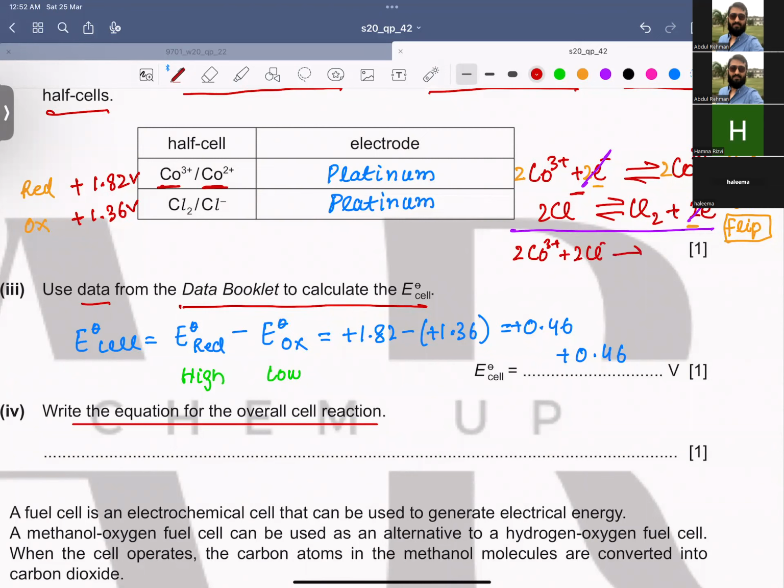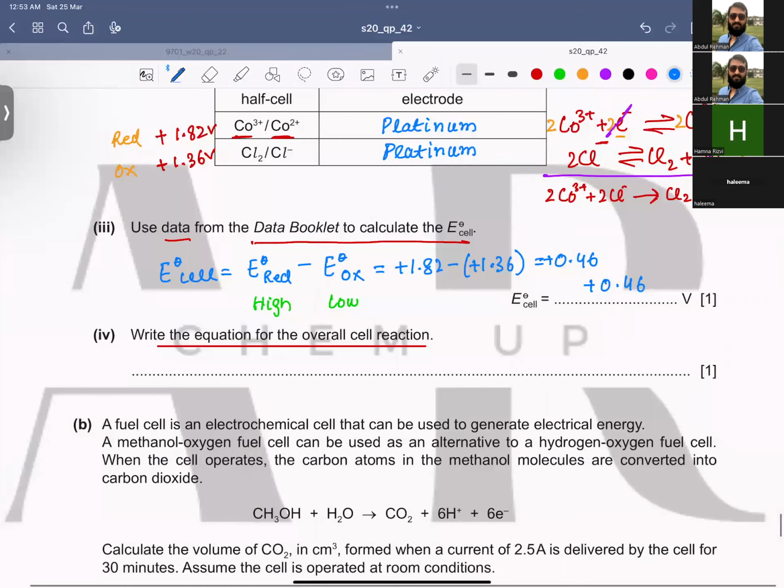Okay, remember that when you are making the net equation, the overall equation, you don't use the reversible arrow, you use only the one direction arrow showing the forward reaction. And in the products we have chlorine and we have 2 moles of cobalt 2 positive ion. So that is my overall equation, and I will write this same equation here.